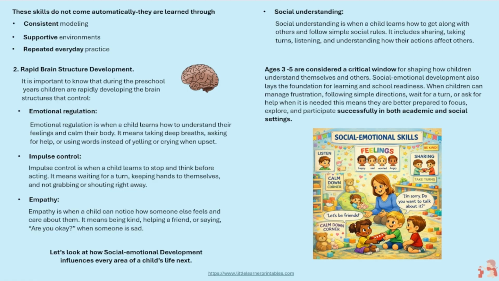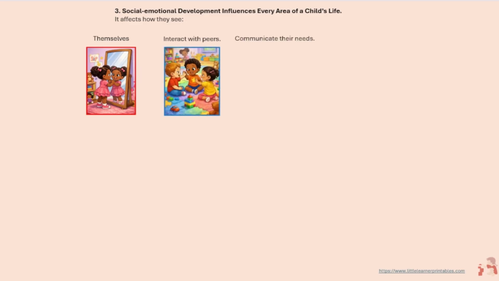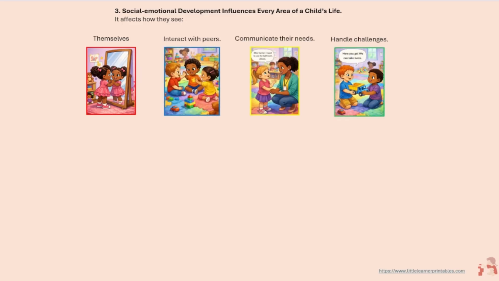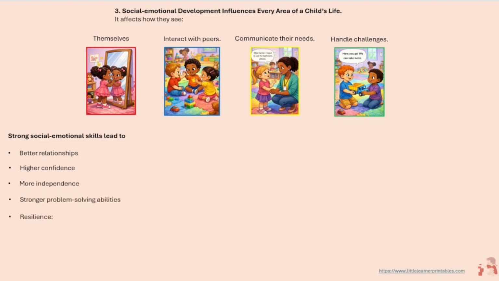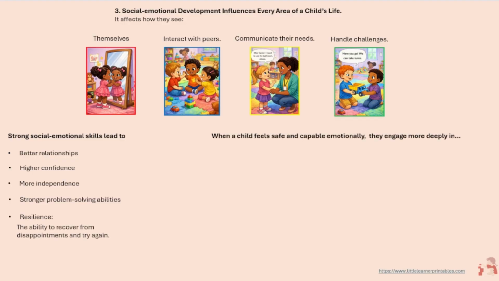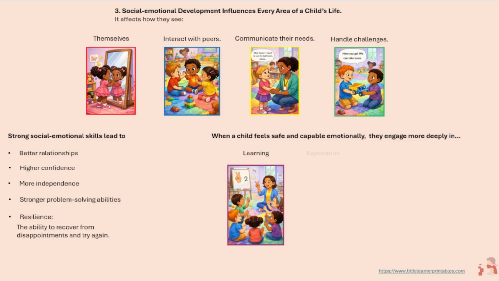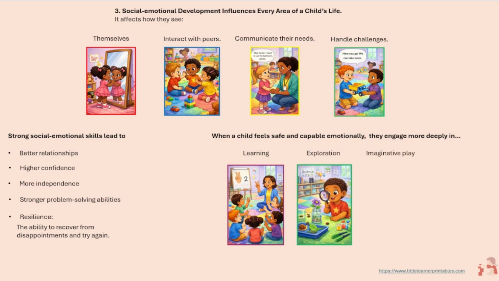Now let's look at how social and emotional development influences every area of a child's life. It affects how they see themselves, interact with peers, communicate their needs, and handle challenges. Strong social and emotional skills lead to better relationships, higher confidence, more independence, strong problem solving abilities, and finally resilience, the ability to recover from disappointment and try again. When a child feels safe and capable emotionally, they engage more deeply in learning, exploration, and imaginative play.